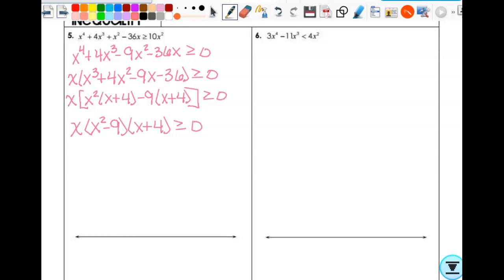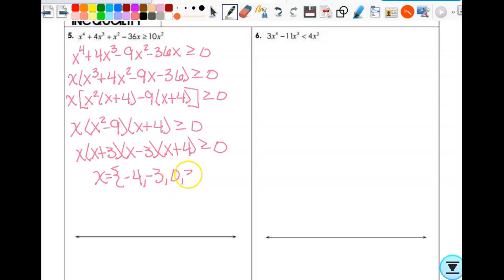Thank you. All right, so again, this is factored, but it's not fully factored, right? So this is x times x plus 3 times x minus 3 times x plus 4 is greater than or equal to 0. Now it's fully factored. Now I find my zeros. The zeros that satisfy this function are, and I'll put them in order, negative 4, then negative 3, then 0, then 3. So fully factored and found my zeros.